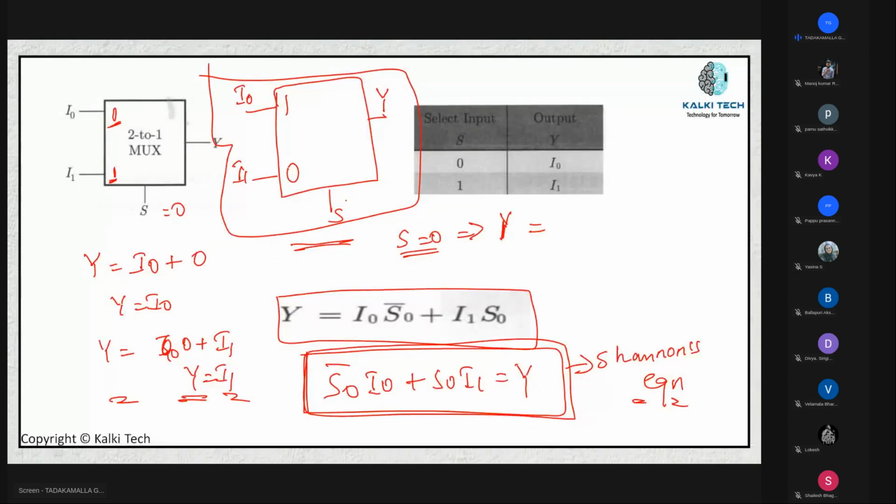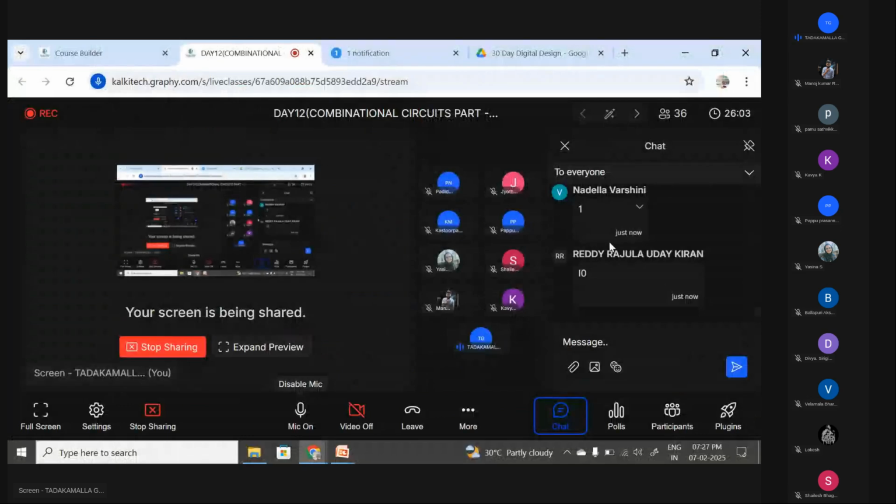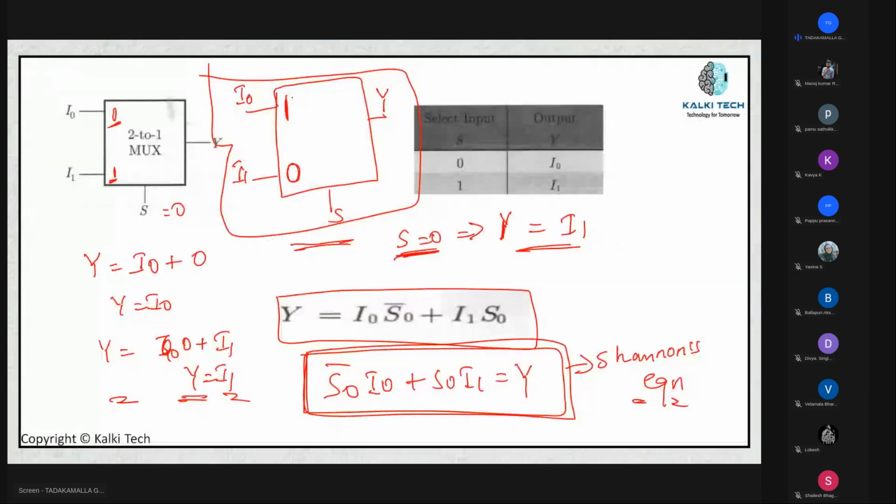So if S is equal to 0, my Y will be equal to I1. See the notation here, 0 is being written here and 1 is being written here. So if S is equal to 0, my Y is equal to I1. Is it clear for everyone? So please see the notation.